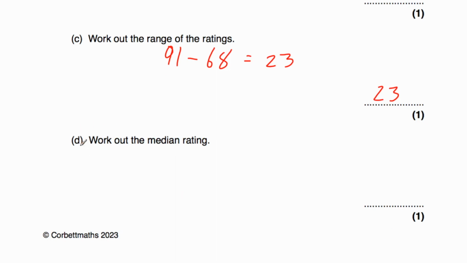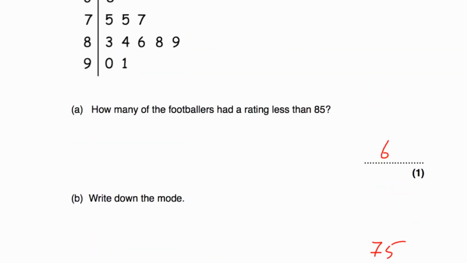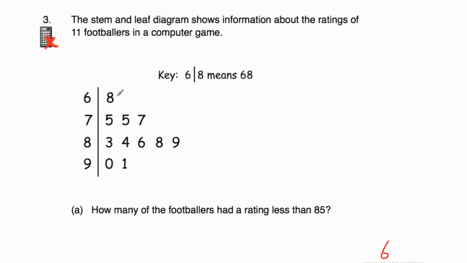And part D asks us to work out the median rating. So the median is the middle value. So if we go up to our stem-leaf diagram, the great thing about this is all the numbers have been arranged in order from 68 all the way up to 91.